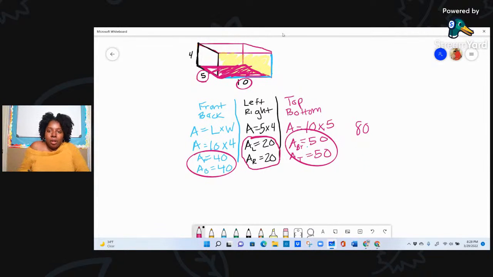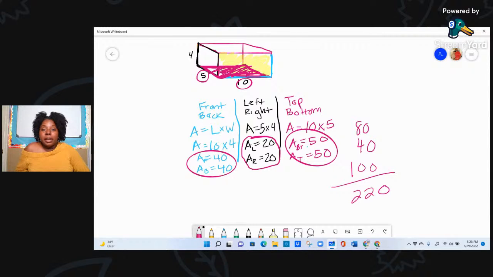So 80 plus 40 plus 100, and you're going to get 220. Okay, if this was centimeters, it would be 220 centimeters squared. Okay, so that's how you would do it. All right, so that is surface area.